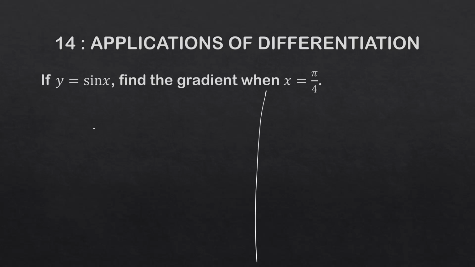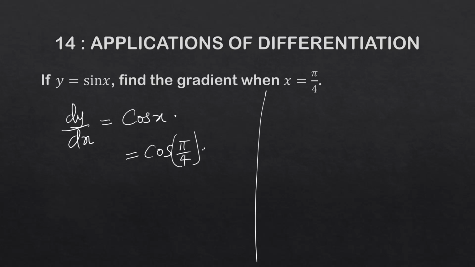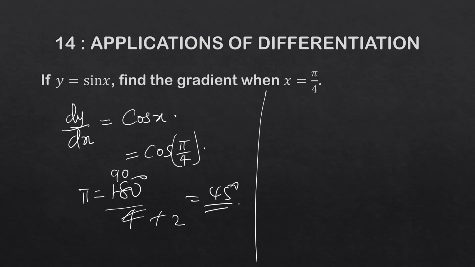He said find dy/dx of sine x. When you differentiate sine, you have cos x. Simple. Now they say when x is pi over 4, that means this is going to be cos pi over 4. Now, what is pi over 4? Remember, pi is 180 degrees. If you divide 180 by 4, it is 45 degrees. Now, cos 45 degrees is root 2 over 2.